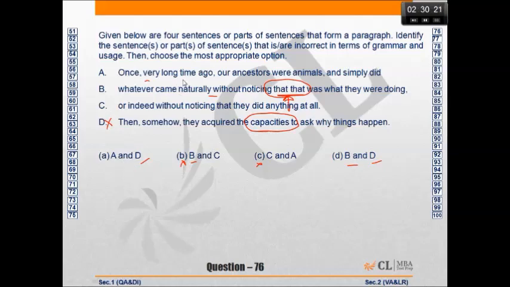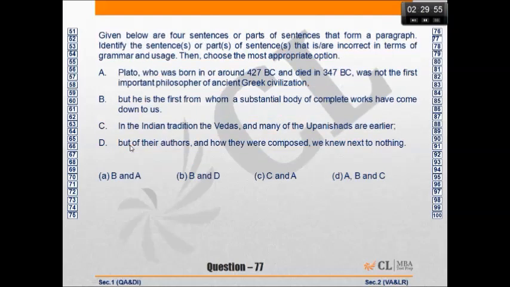Once, very long time ago, our ancestors were animals and simply did whatever came naturally without noticing that was what they were doing. Now it's a question of taking a chance. What should I mark? This opening does not look natural to me. Once, comma, very long time ago. Long time ago, ancestors were animals. I'll go with choice A. Not sure, but I'll take a chance.